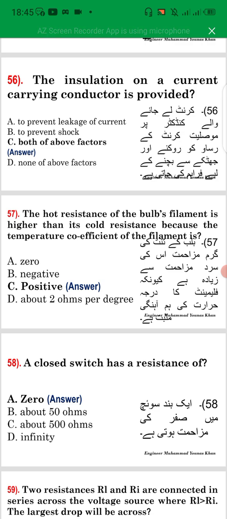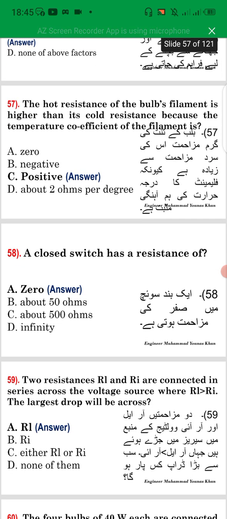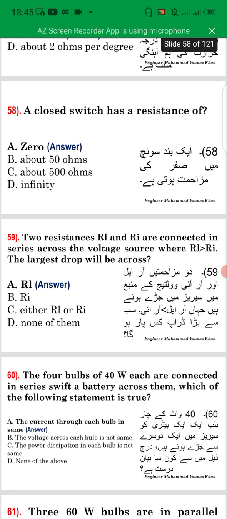The hot resistance of a bulb's filament is higher than its cold resistance because the temperature coefficient of the filament is 0, negative, positive, about 2 ohms per degree. Positive. A closed switch has a resistance of 0, about 50 ohms, about 500 ohms, infinity. 0. Two resistors R1 and R2 are connected in series across a voltage source where R1 is less than R2. The largest drop will be across R1, R2, either, none of them. R2.